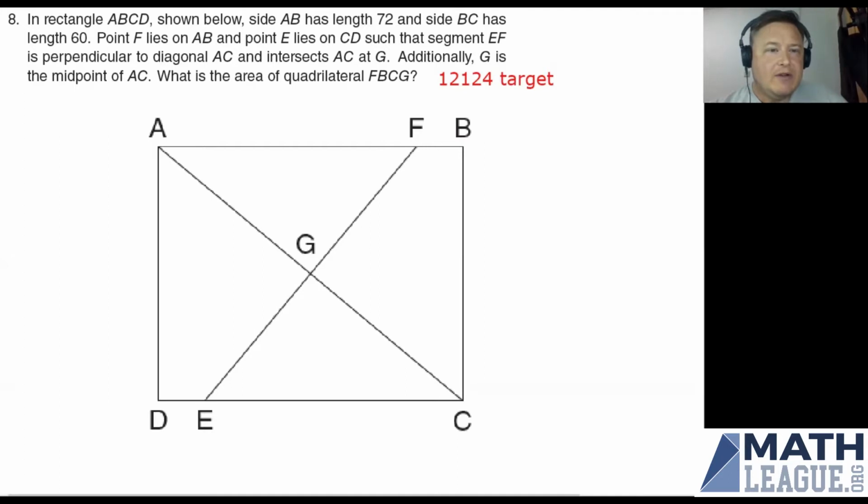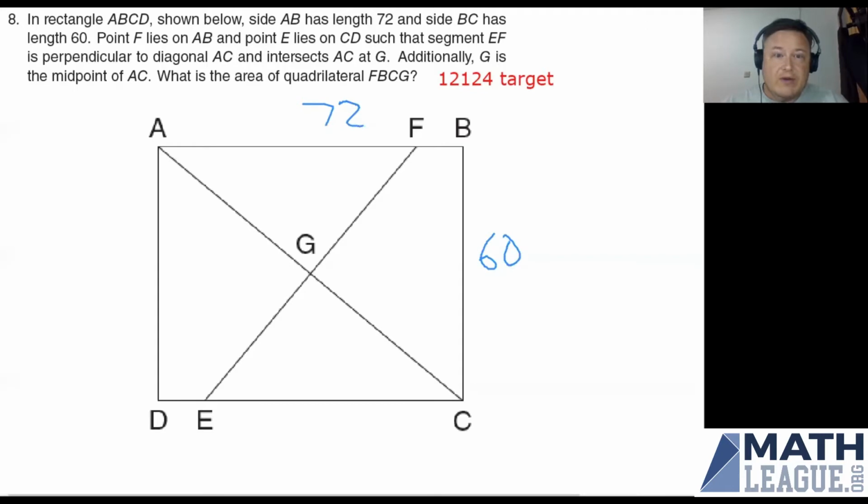So rectangle ABCD, we've got side length AB with length of 72. So let's go ahead and mark that in. BC has a length of 60. Now, as soon as they give us this information, before I even move on to the next sentence, I want to observe that I have a right triangle here, triangle ABC, with two legs of 60 and 72.